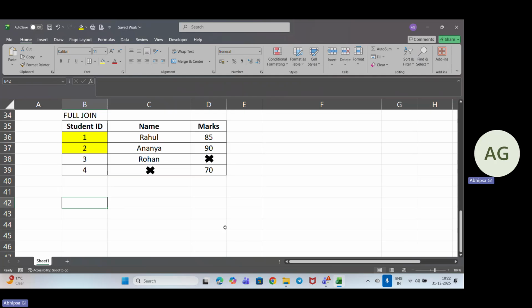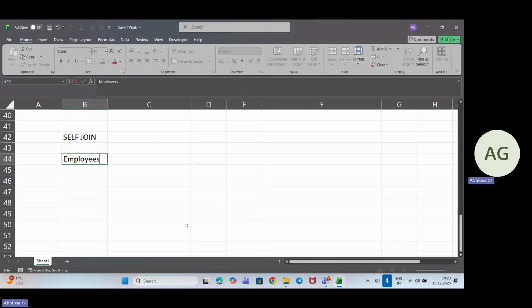Now coming down to self join. Self join is like the table taking itself only. Okay, so imagine the table is like an employee table. So let's just take an employee table. So we have taken the employees table. Here we have the EMP ID. Next we have the name. Next we have the manager ID, like this.